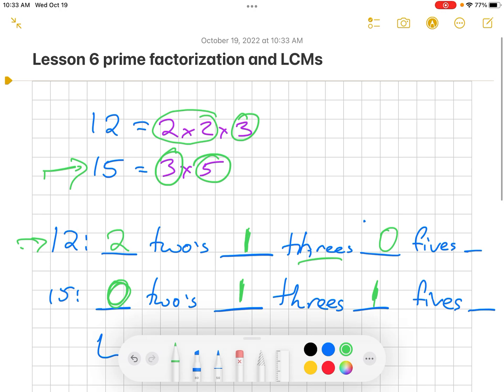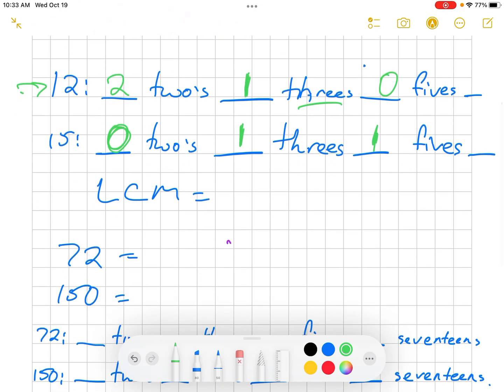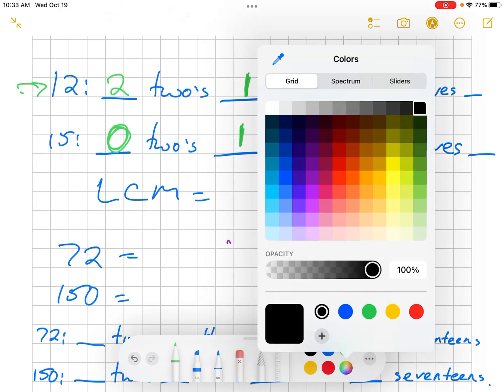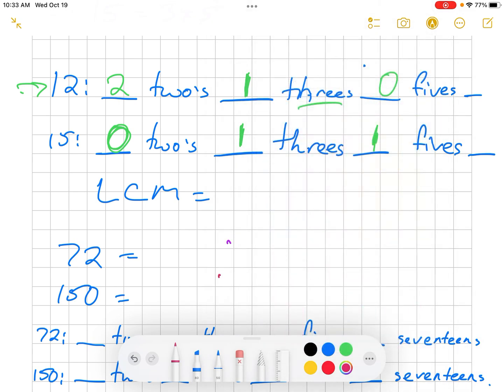Okay, so I don't need this top part anymore. But what I am going to do is I'm going to pair these. When I'm looking at it, I'm multiplying each factor. So these are the factors that multiply together to get to the number. Together, I'm looking at which one has the most. How many times does it come up? The greater amount.